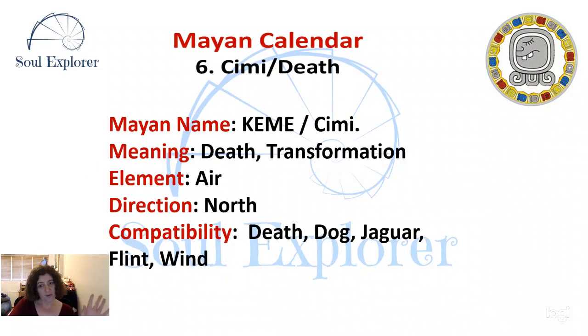Okay, so just quickly going over, the Mayan name could be Cimi or Cimi. Again, people pronounce these words so differently. It means death, which is more about transformation and starting something new, ending the old, beginning the new. As I've said, the direction is the north, and the element that transformation is related to is air. And the other signs within death or transformation, a day sign, are dog, Jaguar, Flint and wind. These day signs you would be particularly compatible with.